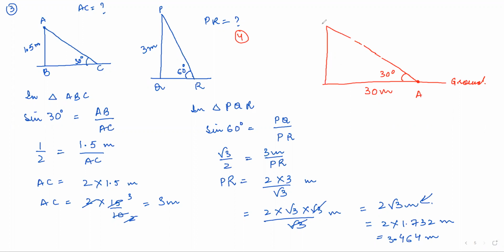So it's quite simple. Let's call it BC. You have to find the height, that is BC. Which ratio do I have to use here? Tan. Because it's having perpendicular and base. Perpendicular upon base.